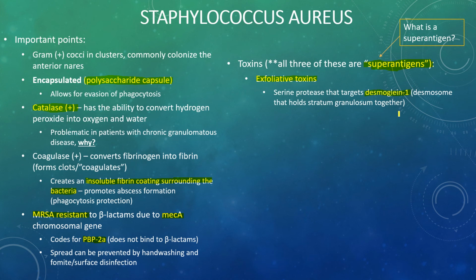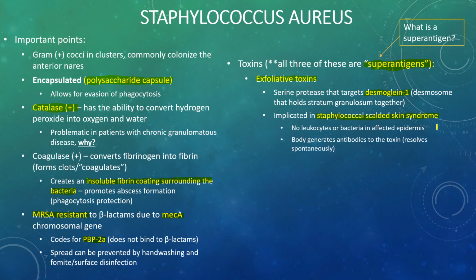So desmoglein 1 is a desmosome holding together the stratum granulosum. So if you can't hold together a part of the epidermis, it's going to fall apart. And that's what's going to happen. So you're going to have an exfoliation of the stratum granulosum. And this is involved in staphylococcal scalded skin syndrome, which we'll get into shortly.